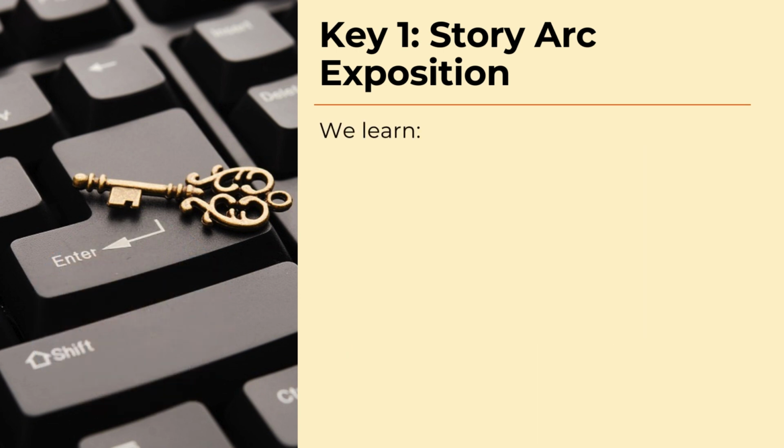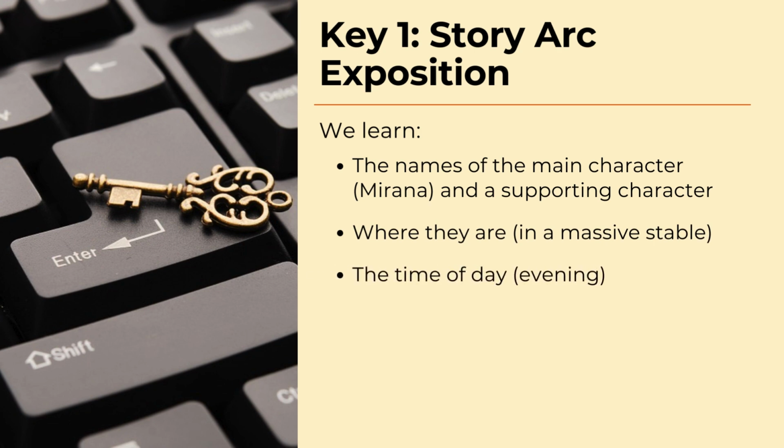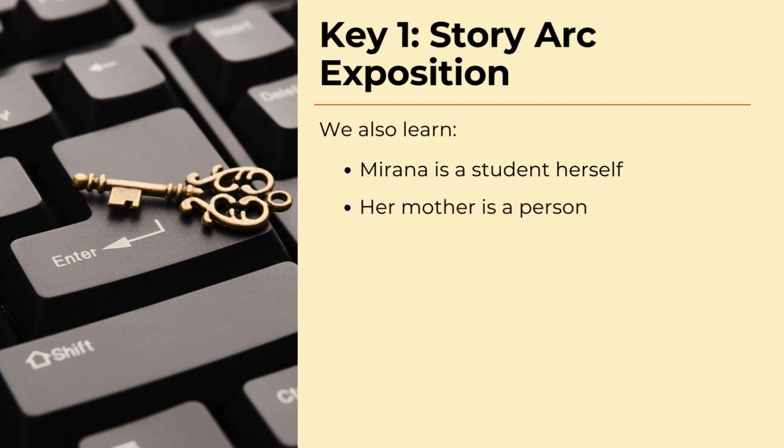So in story arc exposition, we learn the names of the character and supporting character. We know where they're located. They're in a massive stable. We know the time of day. It's evening. We know the weather, it's cold, wet snow is falling. We also learn even a little bit more. Based on some dialogue I didn't read out to you, but you can read the passage if you want, we learn that Marana herself is a student. She references her mother, so we know her mother is a person of importance.